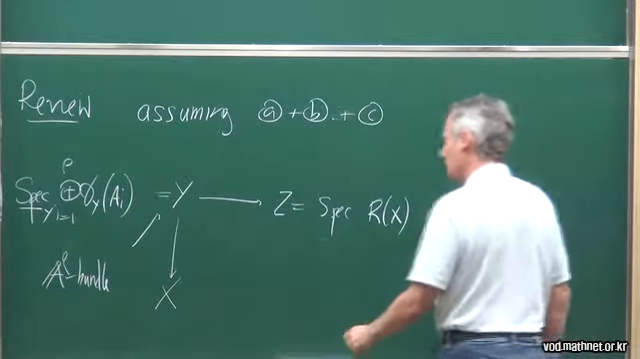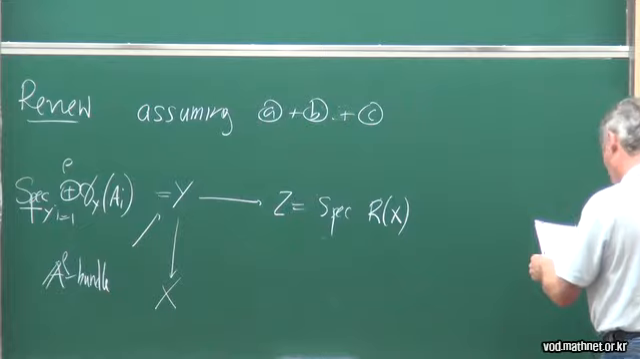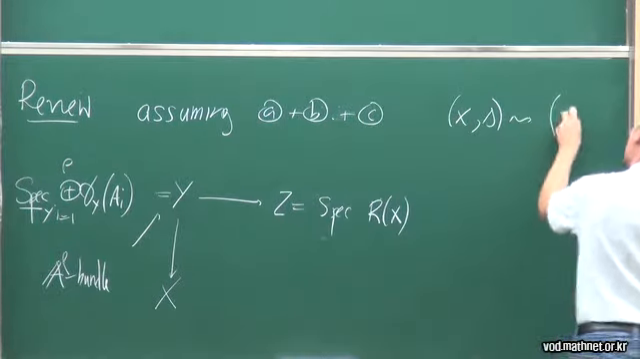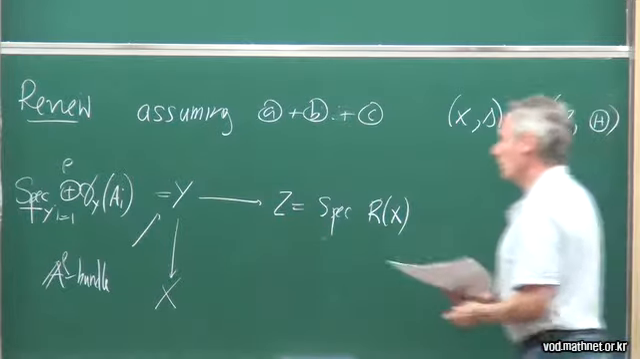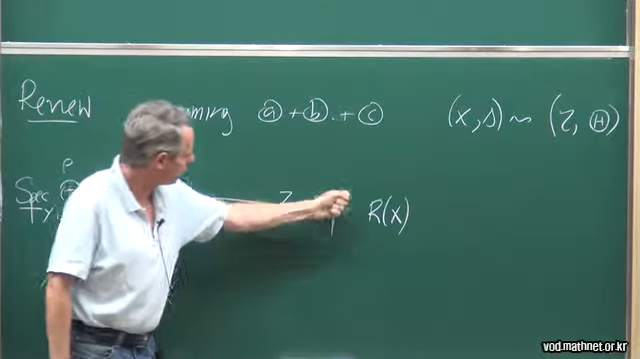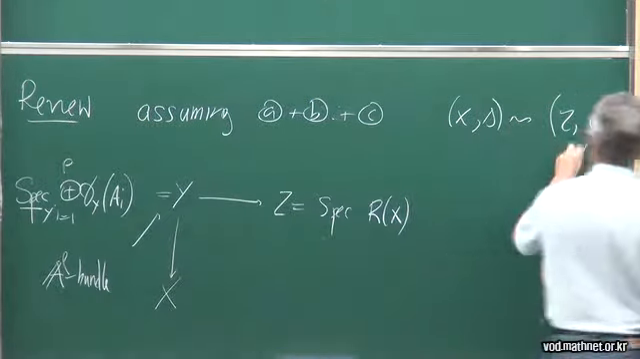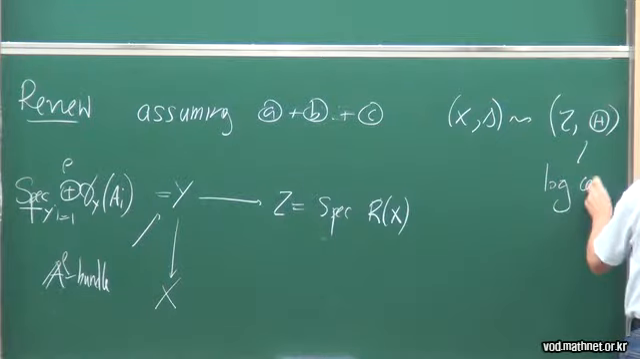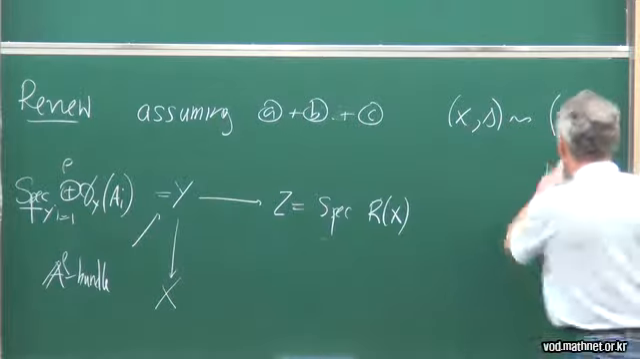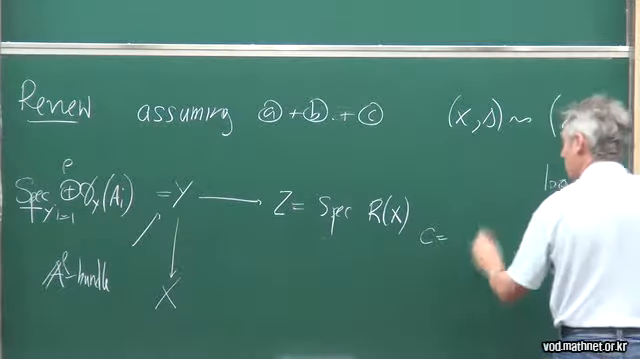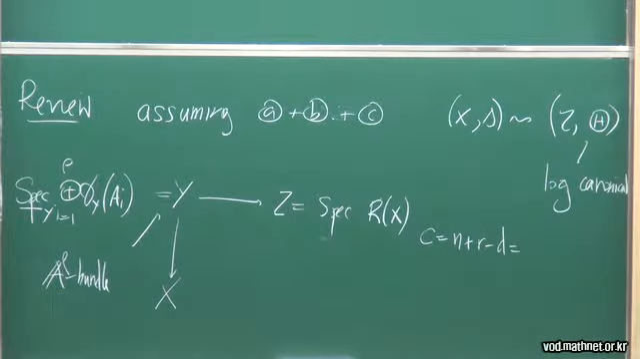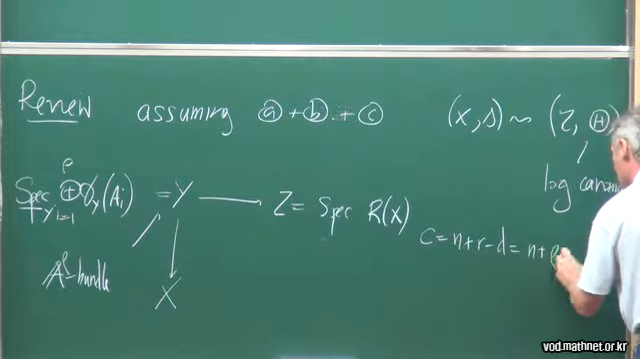And then the point is that starting with (X, delta), you get (Z, theta). So what was that? You pull back the components of delta, then you push them forward. And then this guy is log canonical. And what else? So the complexity is by definition n plus r minus d, but that's the same as n plus rho minus d.